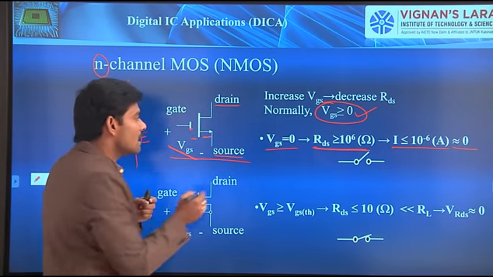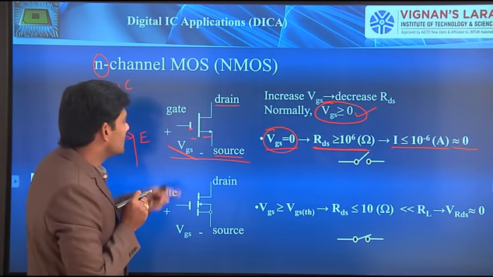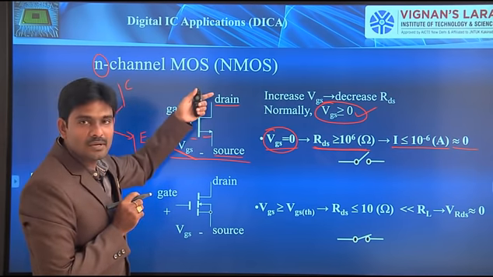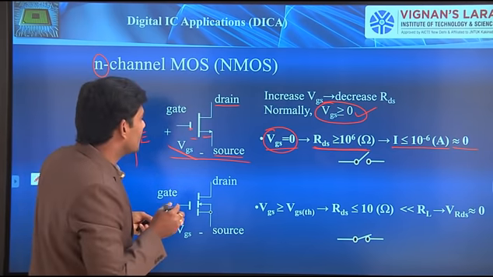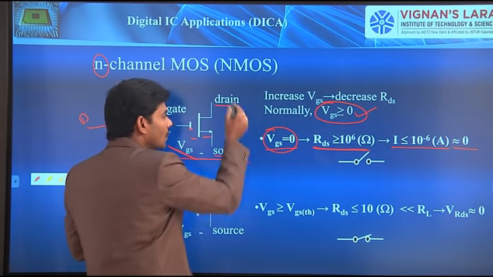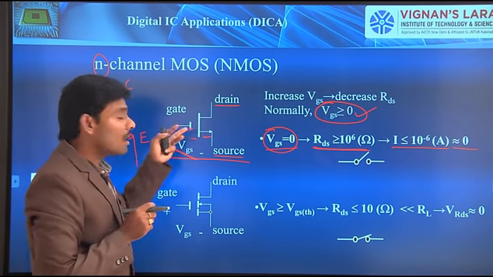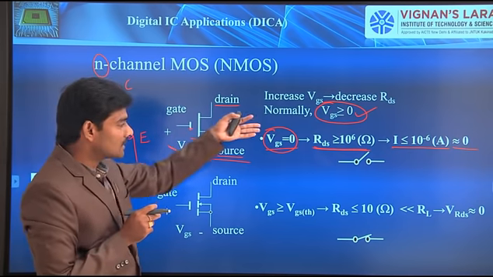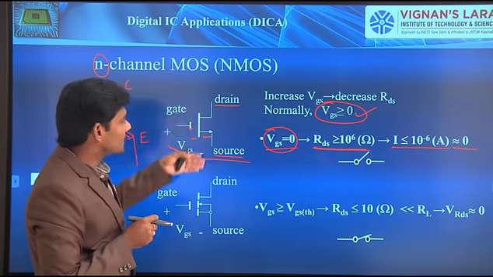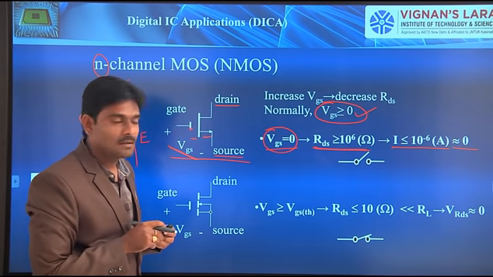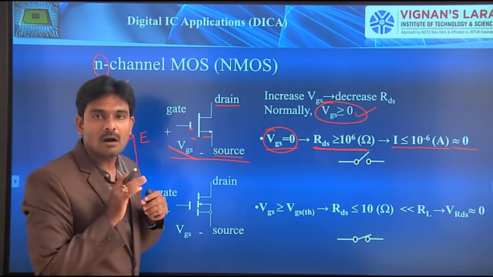That is, whenever VGS equals 0, at that point there is a large resistance present between source and drain. Because of that, we can say that the transistor is in the off state. Because of that high resistance between source and drain, no conducting path exists between source and drain. So we can say that the transistor is in the off state.